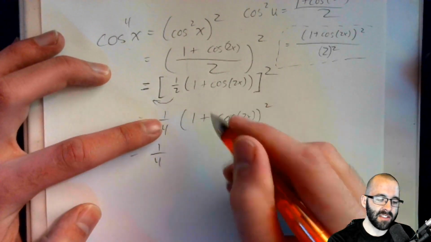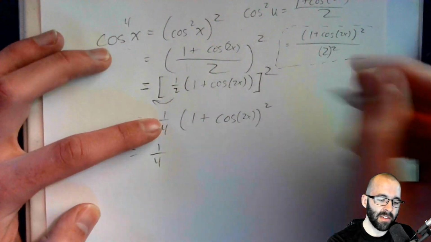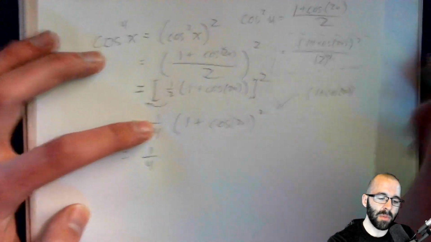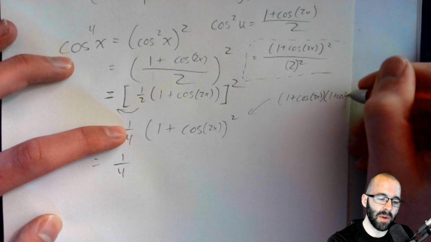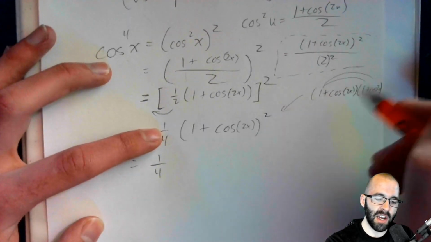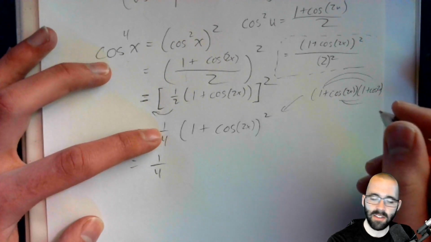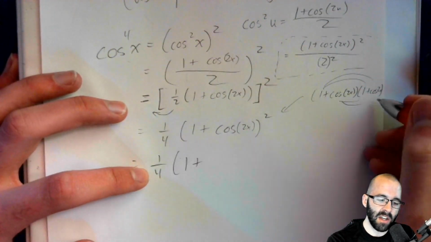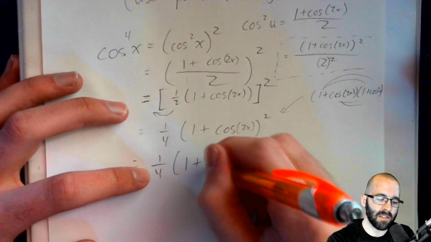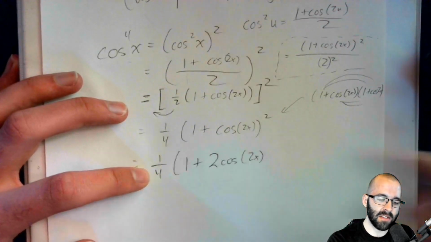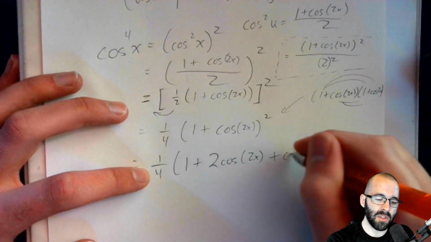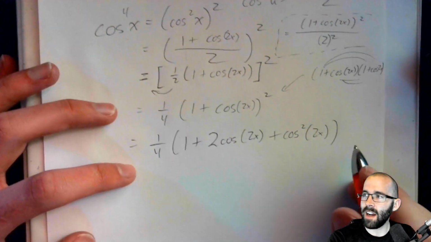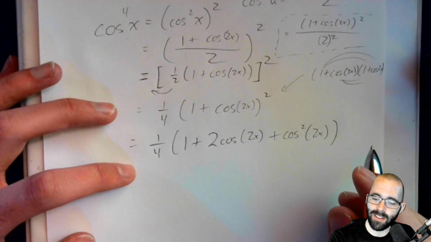Now we need to FOIL out this inside. And remember, right, this is just something being squared, which just means it's multiplied by itself. This is 1 plus cosine of 2x times 1 plus cosine of 2x. And then we FOIL: first, outer, inner, last. That's what FOIL stands for. F-O-I-L. So we FOIL that out and we get 1 plus cosine of 2x plus another cosine of 2x. So that's 2 cosines of 2x plus the last term squared, which is cosine squared of 2x. Watch your algebra.